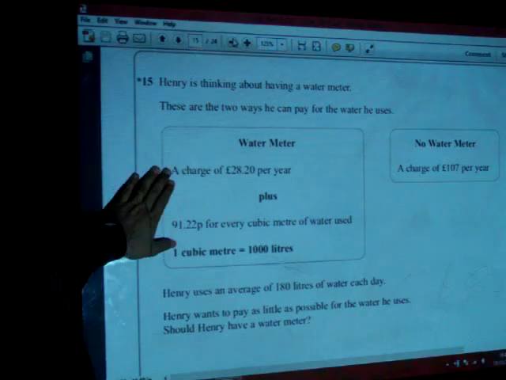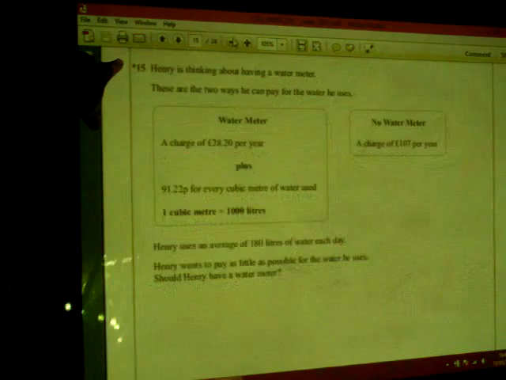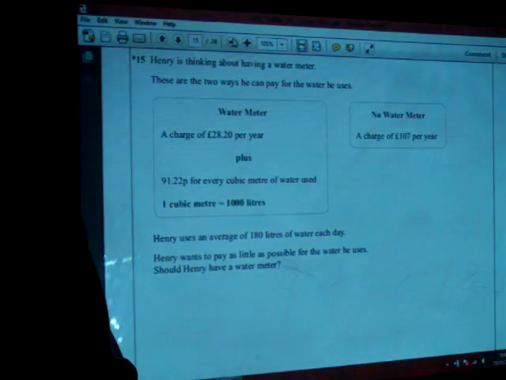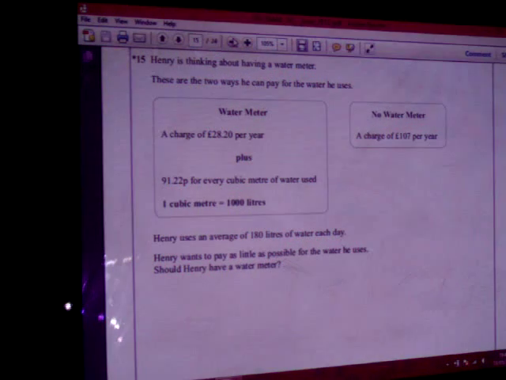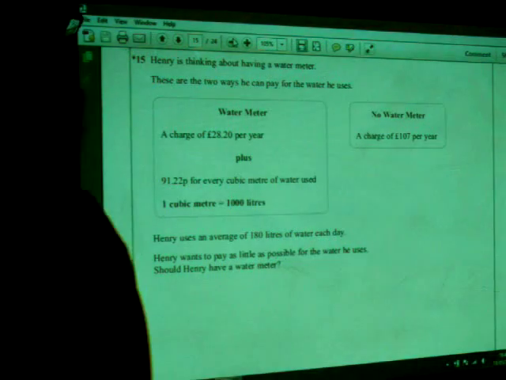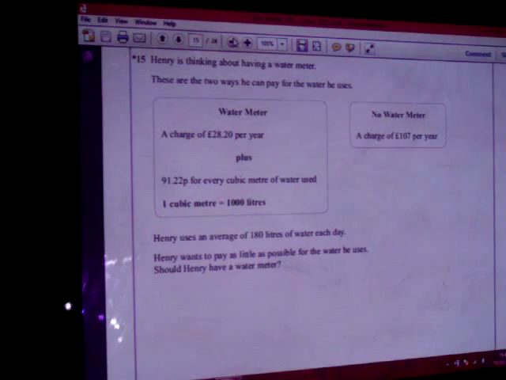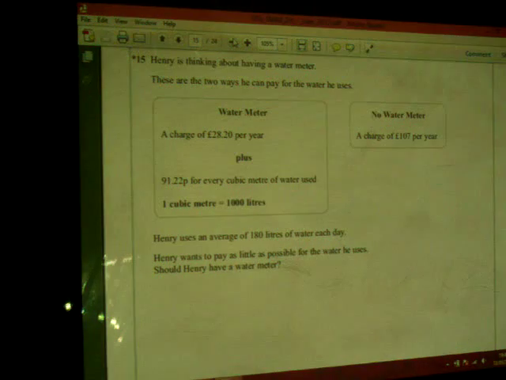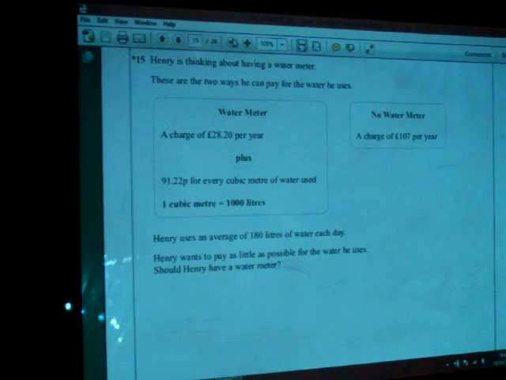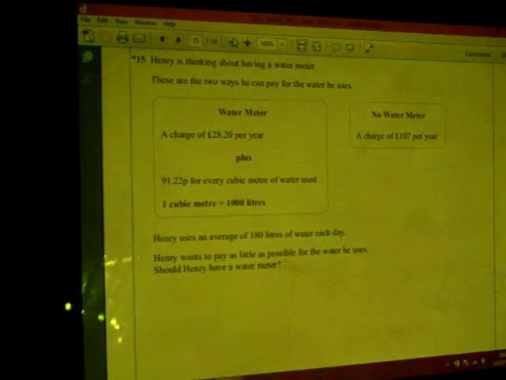Okay, Henry's thinking about having a water meter. Let's make that slightly smaller and take it up a bit. You can. That's it. Okay. I hope it's not horrid, Henry. Okay. Yeah, we can see that nice and clearly in there. Alright, let's see if we can see. Where's the little light on? Okay, a bit of extra light there.